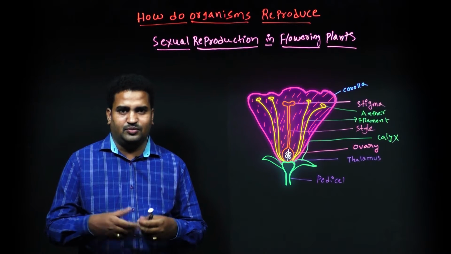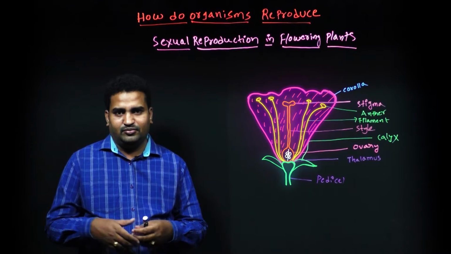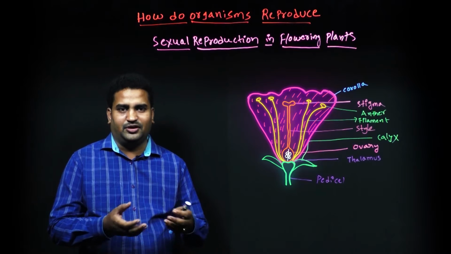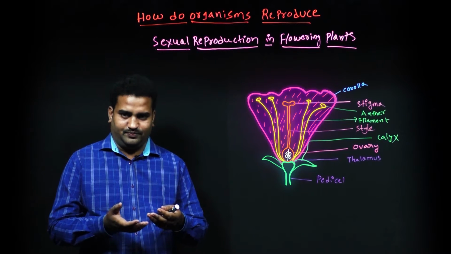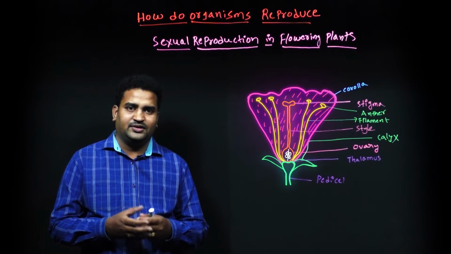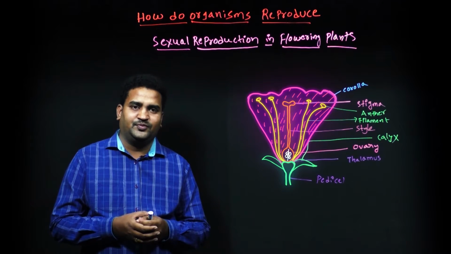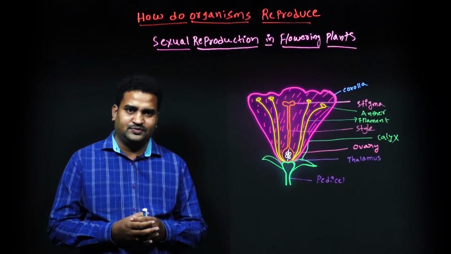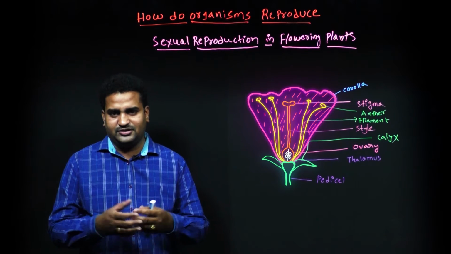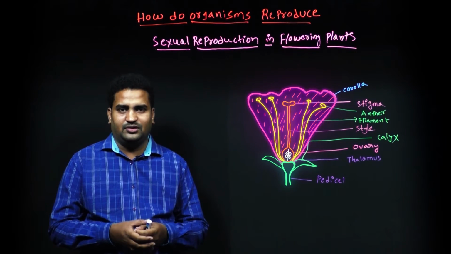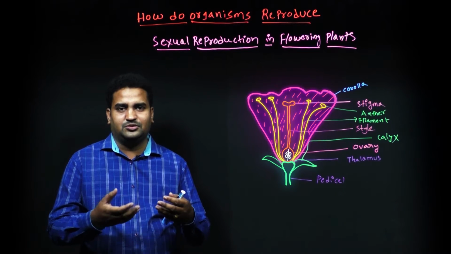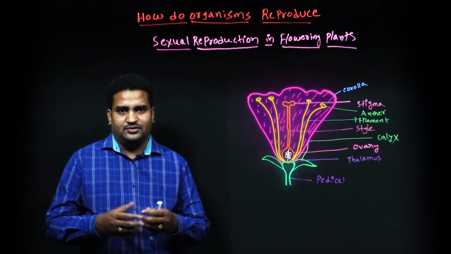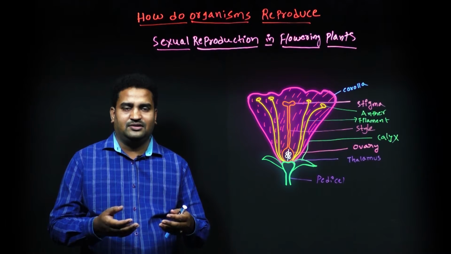If it contains male parts, this flower is known as male flower. If it contains female parts, this flower is known as female flower. If it contains either male or female parts, it is known as unisexual flower. Example, watermelon, papaya. And bisexual flowers contain both male parts and female parts. Example, hibiscus. So flowers are of two types, male flowers and female flowers, and also bisexual flowers and unisexual flowers.